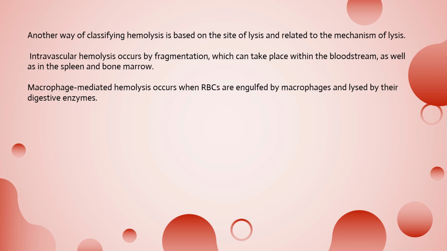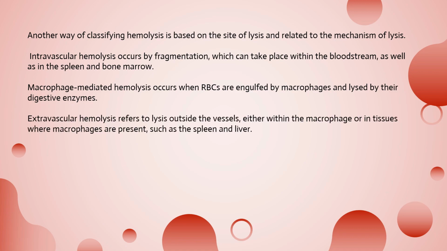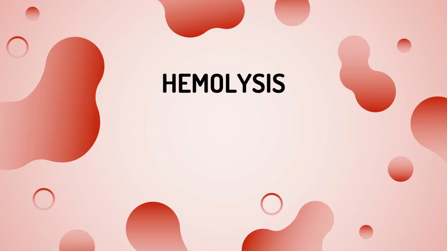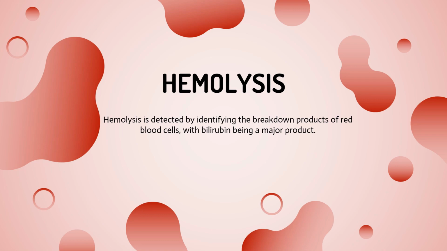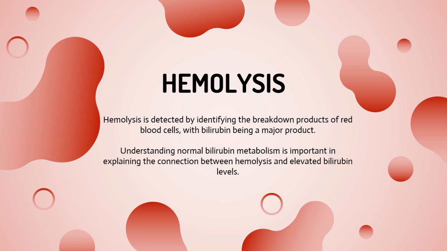Macrophage-mediated hemolysis occurs when RBCs are engulfed by macrophages and lysed by their digestive enzymes. Extravascular hemolysis refers to lysis outside the vessels, either within the macrophage or in tissues where macrophages are present, such as the spleen and liver. Hemolysis is detected by identifying the breakdown products of red blood cells, with bilirubin being a major product. Understanding normal bilirubin metabolism is important in explaining the connection between hemolysis and elevated bilirubin levels.